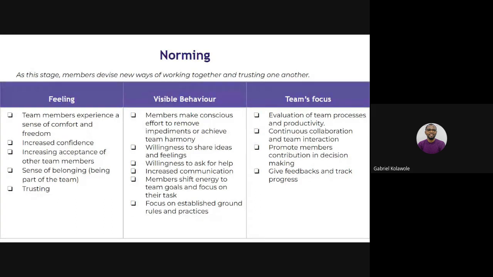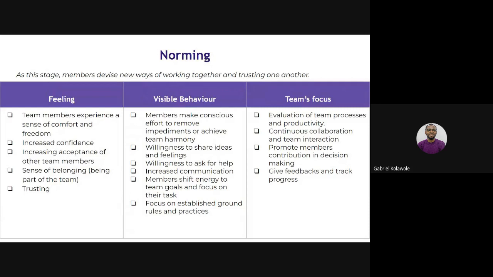Now, what are the visible behaviors? Members make conscious effort to remove impediments and achieve team harmony. Because I now understand you, I can go a mile to ensure that I help you. Yemi talked about something earlier where he talked about self-organizing. I can go an extra mile to ensure that I help you solve your problem, your impediment, just to ensure that our team works in harmony, we work together. Willingness to share ideas and feelings.